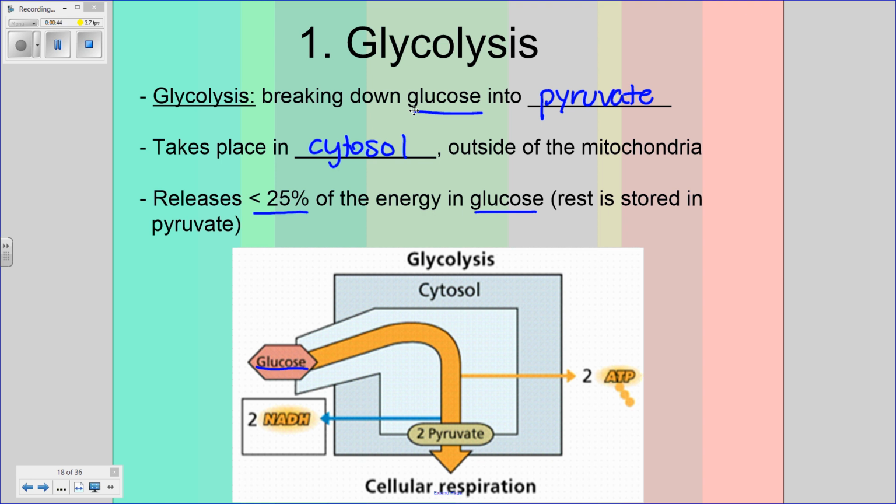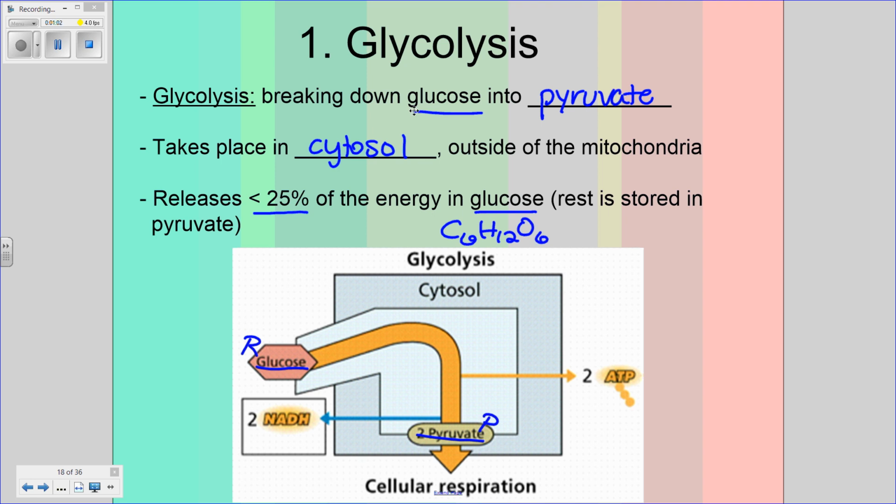So we start off with glucose. Glucose would be our reactant. And again, we end up with pyruvate molecules. That would be our product. Keep in mind, glucose formula C6H12O6.